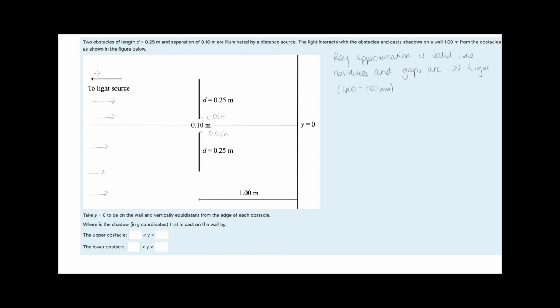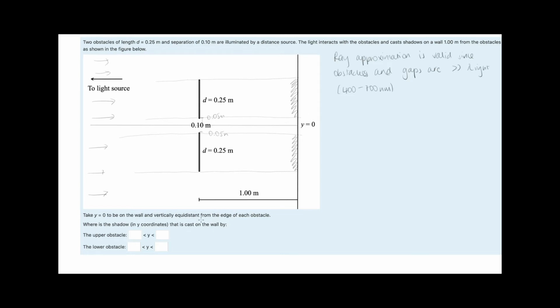So using the ray approximation, if we're assuming that the light is coming in like this, that would mean that this obstacle here is going to cast a shadow. The light is going to do this, approximately what I'm doing. And that would mean that this is going to be in shadow and this is going to be in shadow. And since we know that this is 10 centimeters, therefore we have our y equals 0 right in the middle.